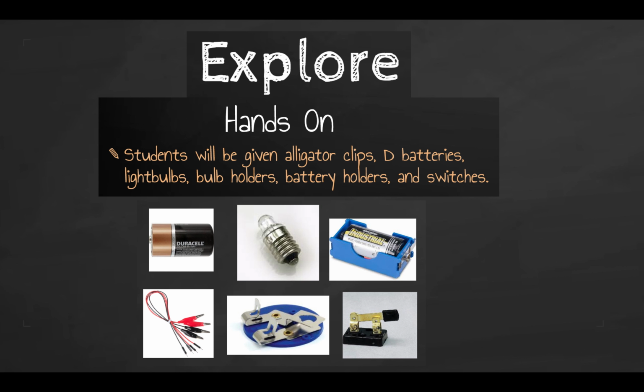Following this, students are going to get the following materials, and never having learned about circuits before, it's going to be a completely hands-on exploration activity. Their goal, and they're only going to have about 5 minutes to do this, is to use the following pieces: the battery, the bulb, the battery holder, the alligator clips or wires, the bulb holder, and a switch. Their goal is to try to make the bulb light.